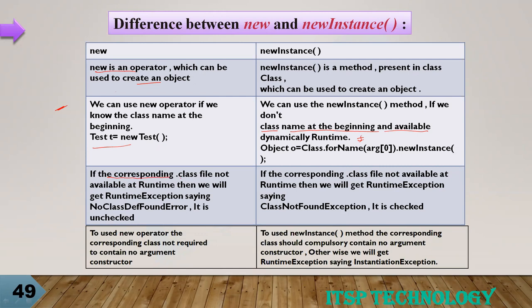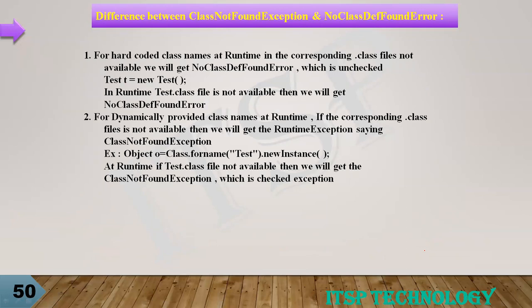Okay, if the corresponding .class file is not available at runtime, we get a runtime exception saying NoClassDefFoundError, it's unchecked. Okay, but here you get ClassNotFoundException, checked. To use the new operator, the corresponding class does not require constructors. Okay, but to use the newInstance method, the corresponding class should compulsorily contain a no-argument constructor. Otherwise, we will get a runtime exception.